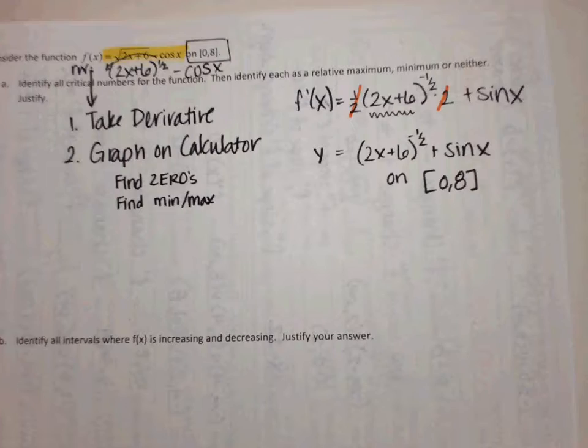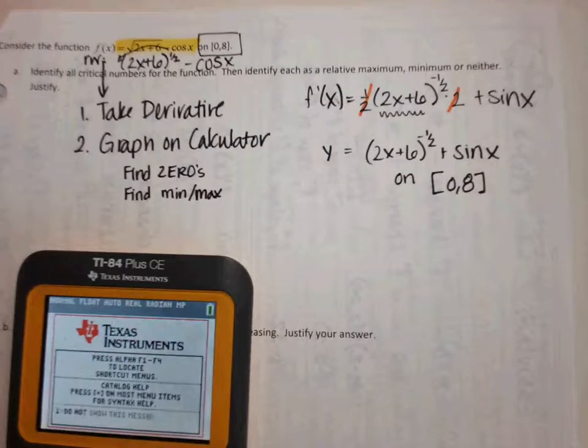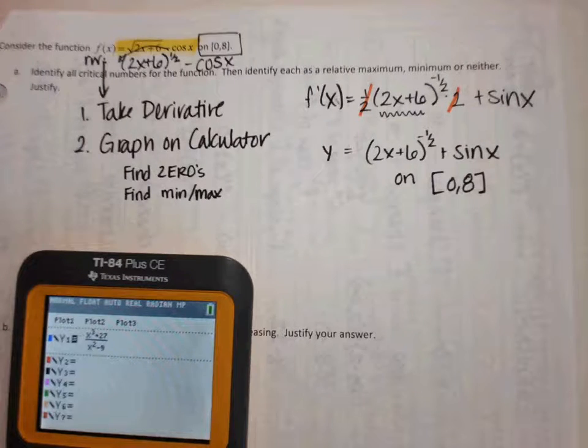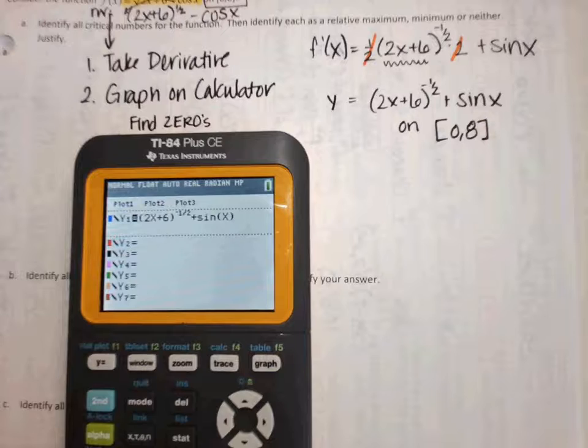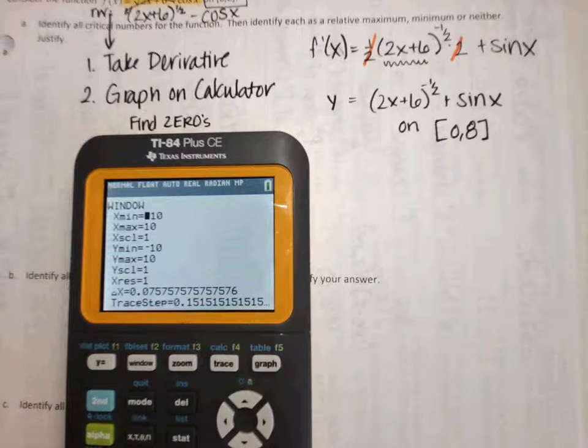Anybody else need a calculator? So we have 2x plus 6 to the power of negative 1/2, then plus sine x. Then the second thing I'm going to do is go into window here, and I'm going to make it 0 to 8. So just make yours look like that. You type it in, type in the domain, then push graph, then sketch it on your paper.